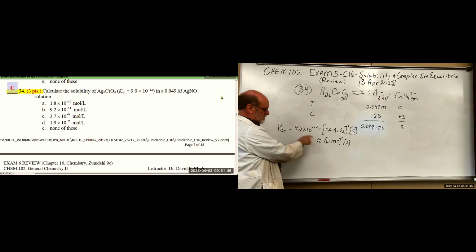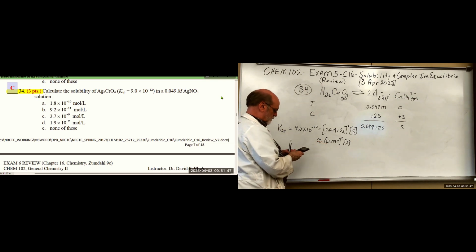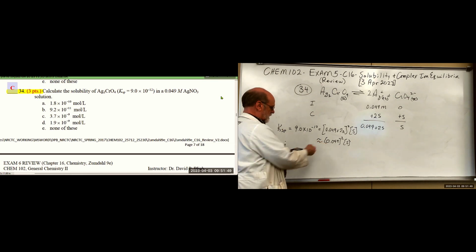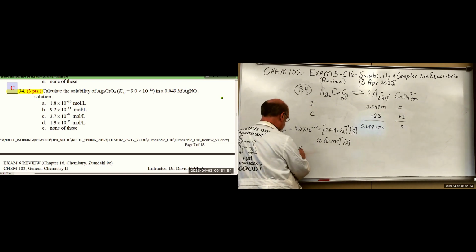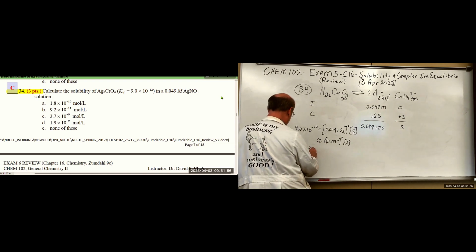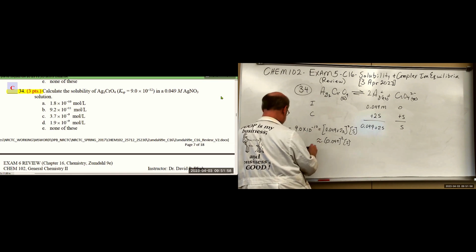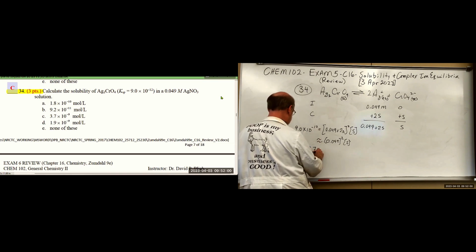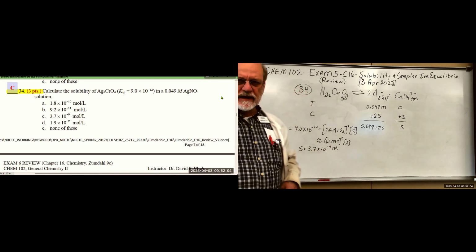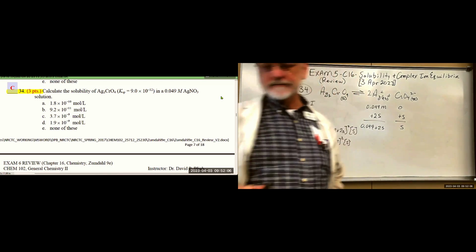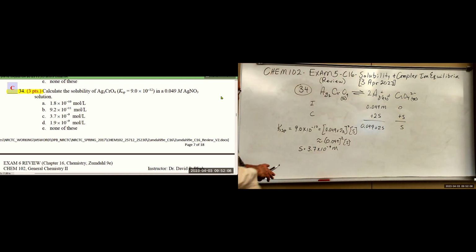Okay, so that one, I want to square this one, 0.049 squared, and then divide it into that one. So I get S is equal to 3.2, significant figures, 7 times 10 to the minus 9 molar. Is that on that list? Yeah, C. Okay.